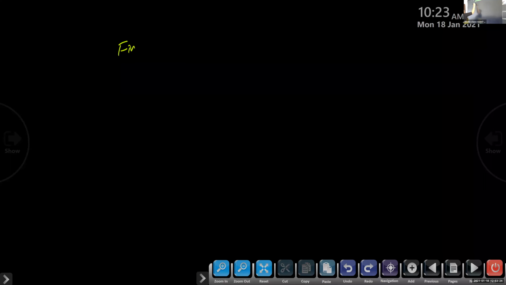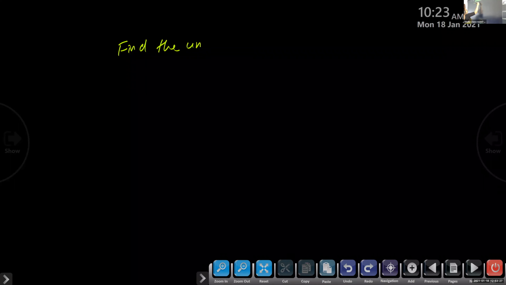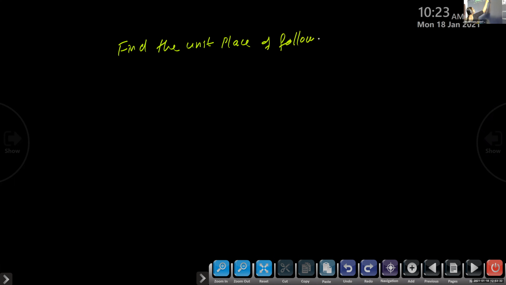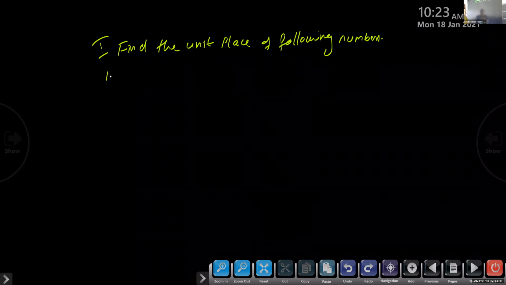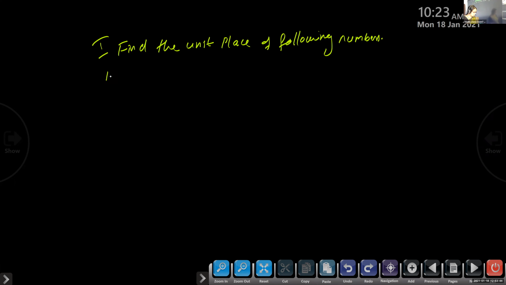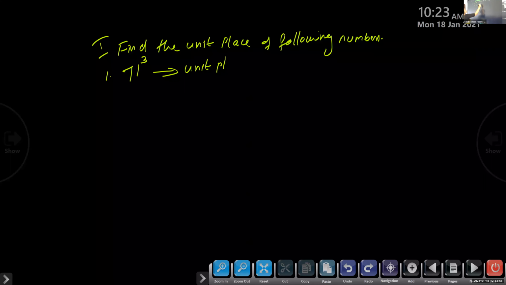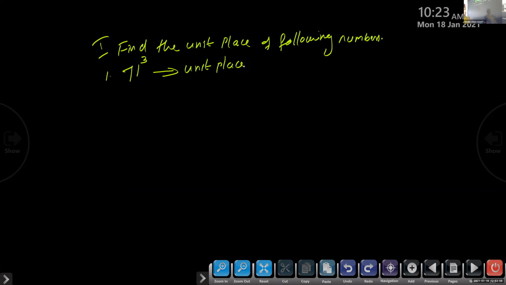Okay, Alia, you have to find the unit place. Write the question. Find unit place of following numbers. First one. Ready, Alia? Yes, ma'am. Okay, very good. 71 cube. Then put an arrow, then write unit place. Think and say, what will be the unit place of 71 cube?